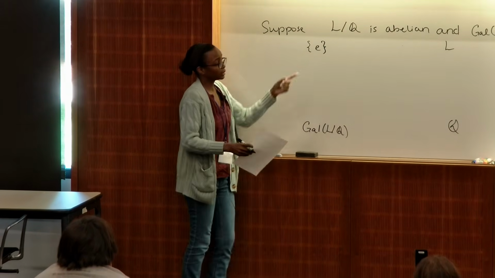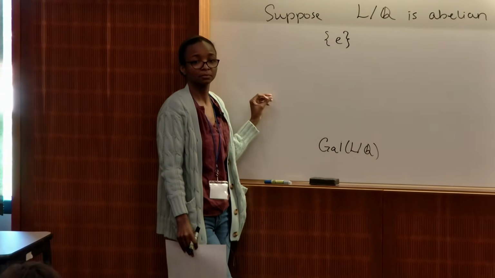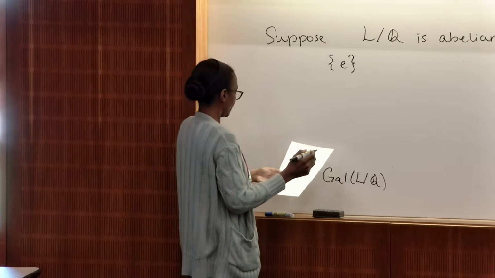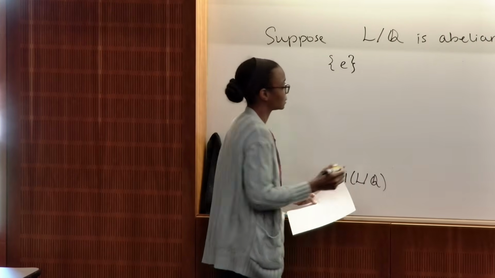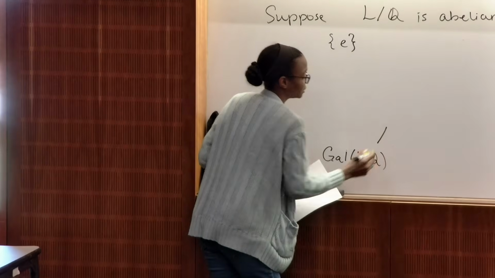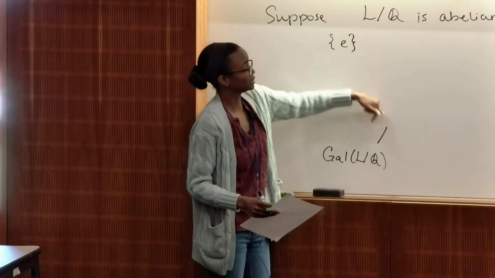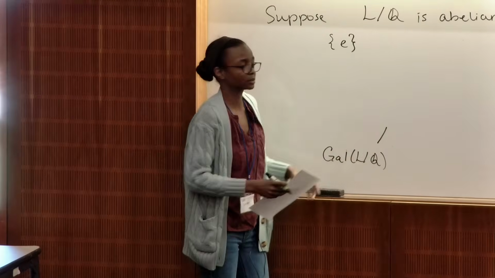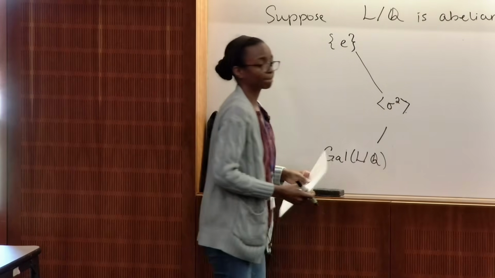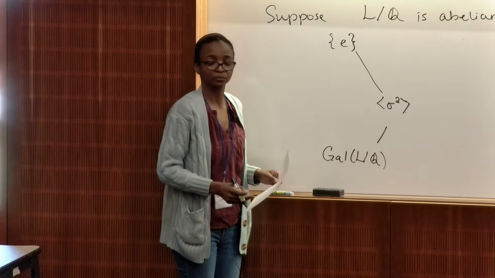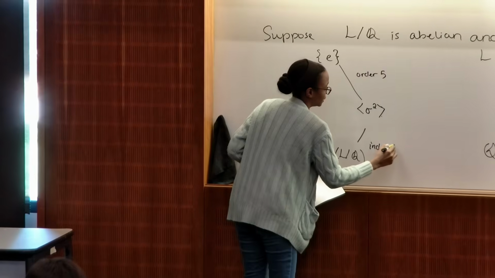What other subgroups do you know exist in this cyclic group of order 10? It's the subgroup generated by sigma squared. And what is the order and the index of that group? You should know both. The order is 5 and the index is 2. Since it is an order 5 group, I'm going to use this link to denote the order and this little link to denote the index. Good? Okay, so this is order 5, index 2.